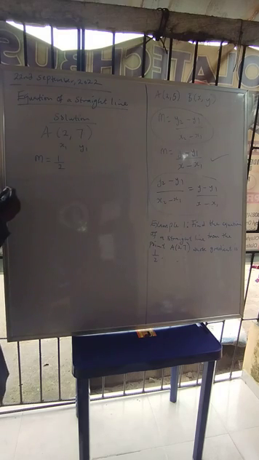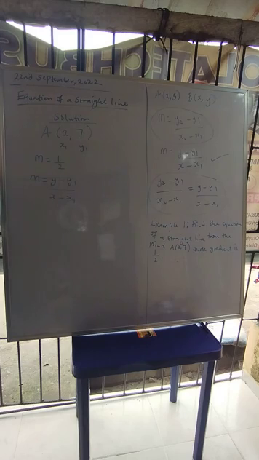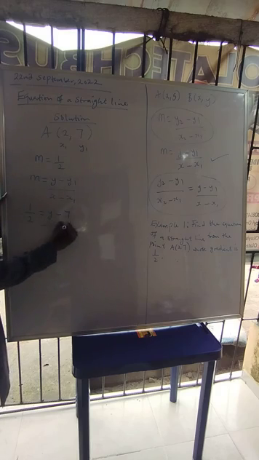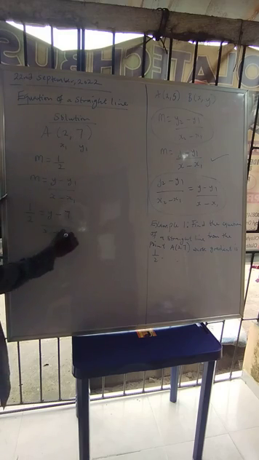Now, to find this equation, we say m is equal to y minus y1 over x minus x1. Then we substitute x1, y1. Then our gradient 1/2, we substitute m is equal to 1/2. Then y minus y1. What is the value of y1? 7. And then x minus x1. What's the value of x1? 2.